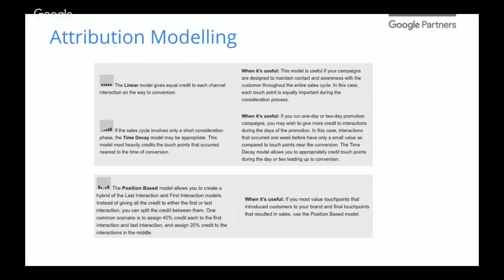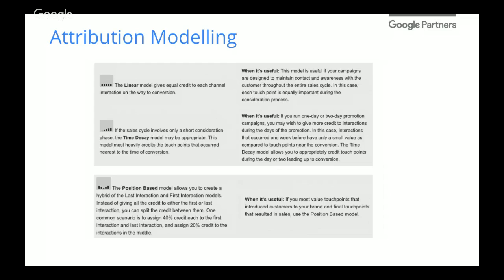Time decay. Basically, if the sales cycle involves only a short consideration phase, this is when the time decay model may be appropriate. It heavily credits the touch points that occurred nearest to the time of conversion. It's useful when you run promotions like 1 or 2 day promotion campaigns, so you wish to give more credit to the interactions during the days of the promotion. These could be ads explaining the sale that you have on. So it gives those ads most credit if they're the final step or in the last couple of steps.